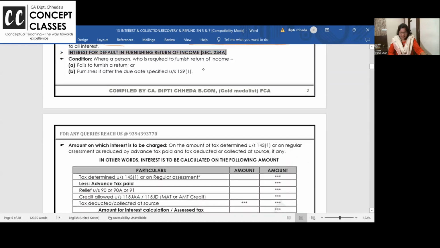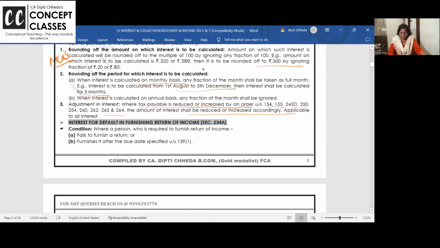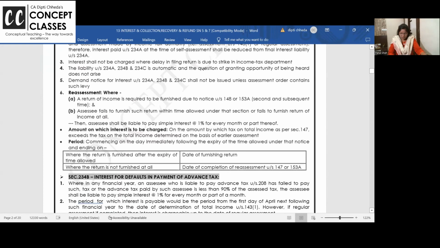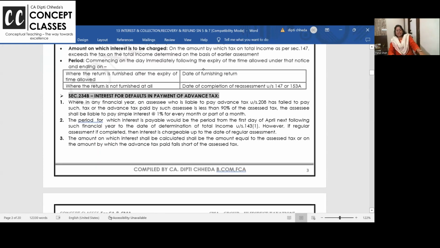234B says advance tax if it is not paid 90%. If advance tax paid is less than 90%, interest will be charged. Wherein any financial year an assessee is liable to pay advance tax and he has failed to pay the advance tax or it is less than 90%, the assessee shall be liable to pay simple interest, 1% or part of the month. The period for which interest is payable would be the period from first day of April to the date of determination of the total income.